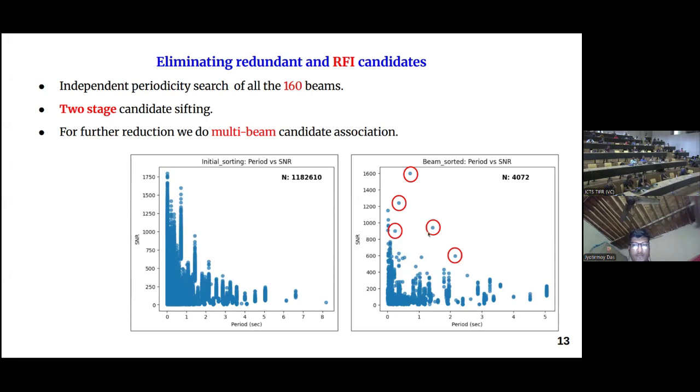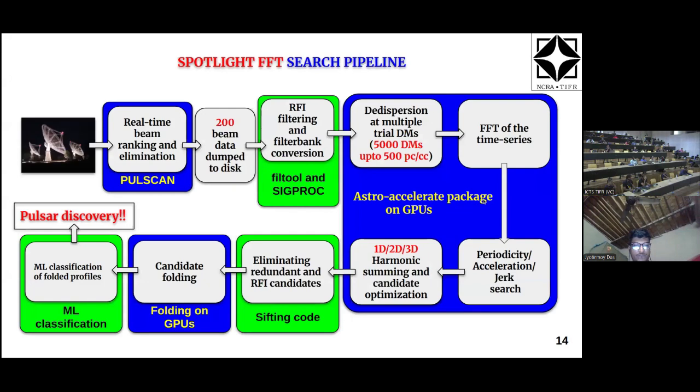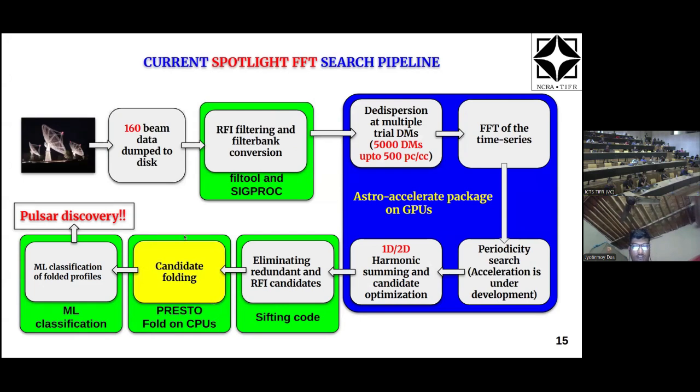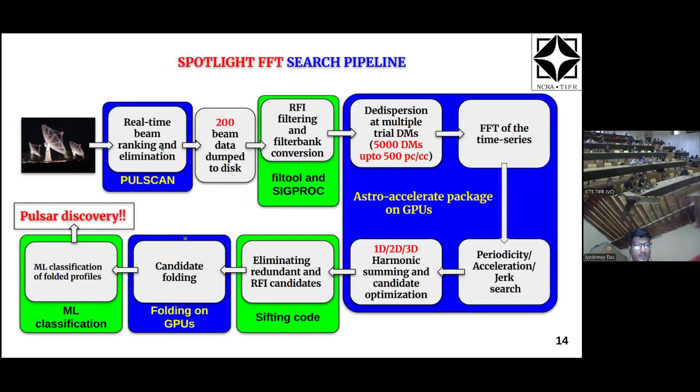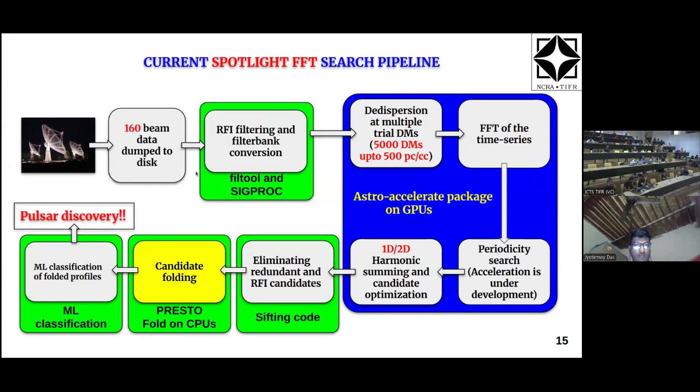And after that, if we do the spatial level clustering and the DM filtration, then we'll have around 4,000 candidates. After this, we'll do the folding on GPUs, but currently we don't have a GPU package ready, so we're doing the folding on CPUs. And also we don't have 2000 beams recording right now. We are recording around 160 beams.